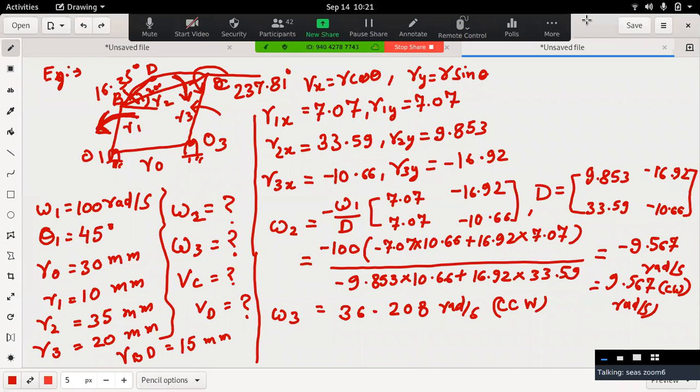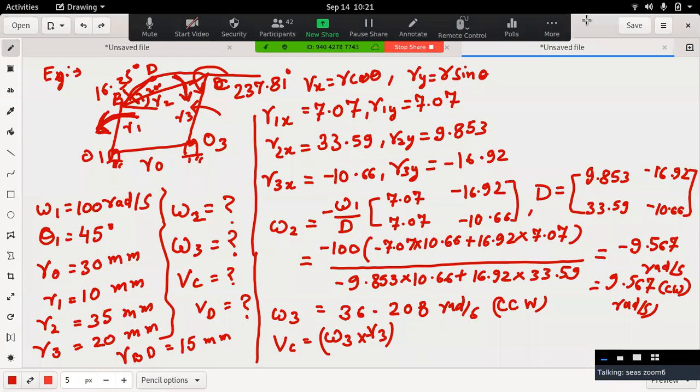Now omega 2 and omega 3 we have determined. We need to determine the velocity of point C, velocity of point D. So velocity of point C, you can determine it in two ways. One is omega 3 R3, it means omega 3 cross R3.